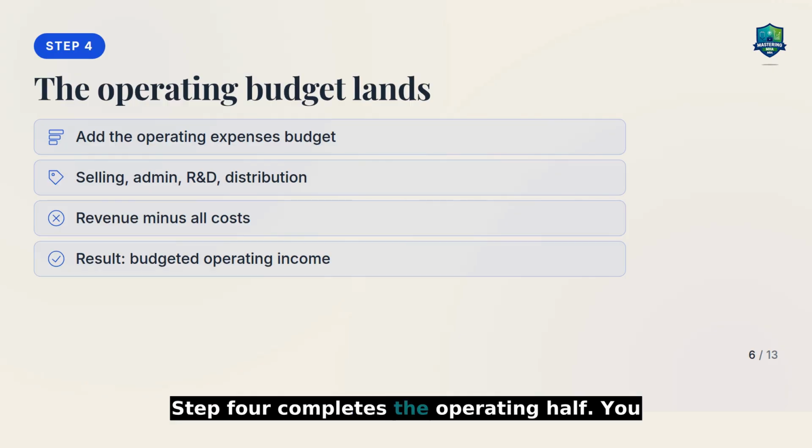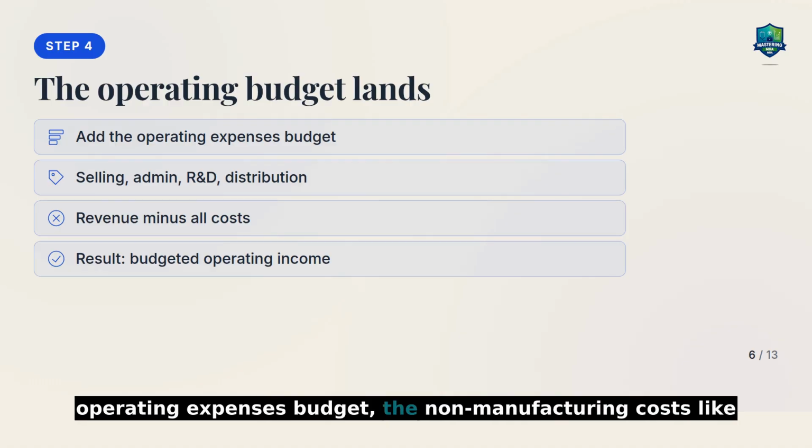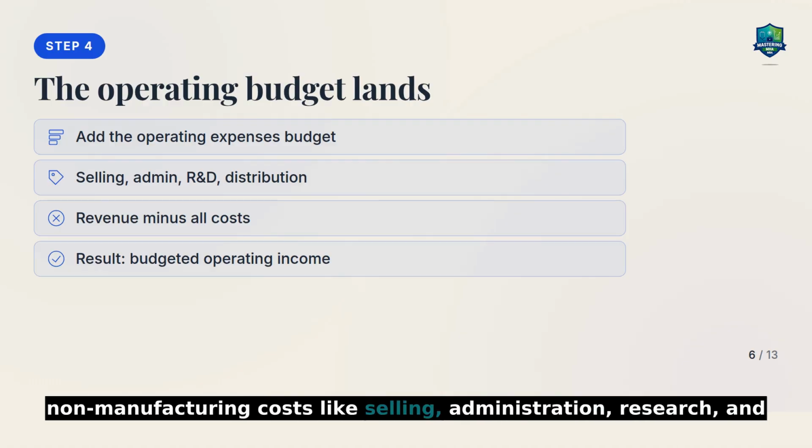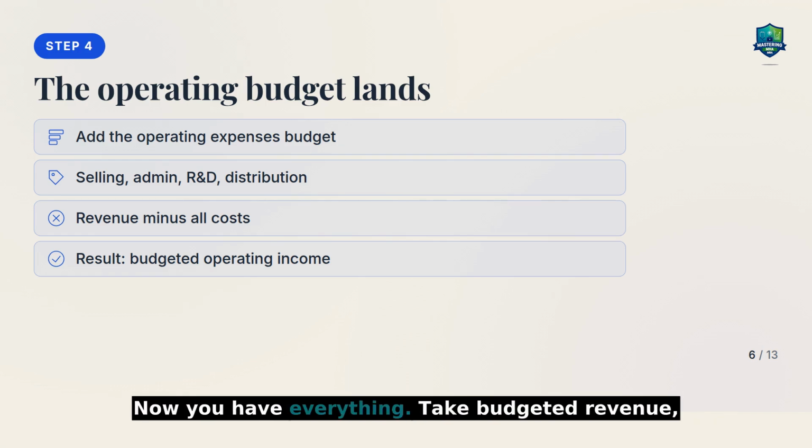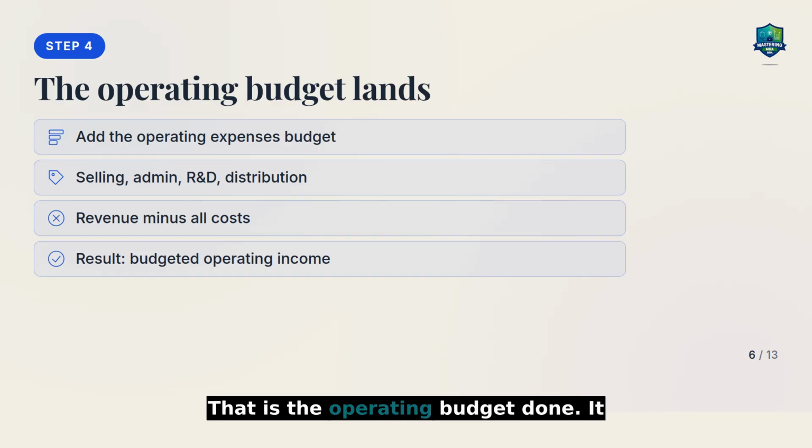Step 4 completes the operating half. You add the operating expenses budget, the non-manufacturing costs like selling, administration, research, and distribution. Now you have everything. Take budgeted revenue, subtract budgeted cost of goods sold and budgeted operating expenses, and you arrive at budgeted operating income. That is the operating budget done. It tells you whether the year's plan is expected to be profitable.